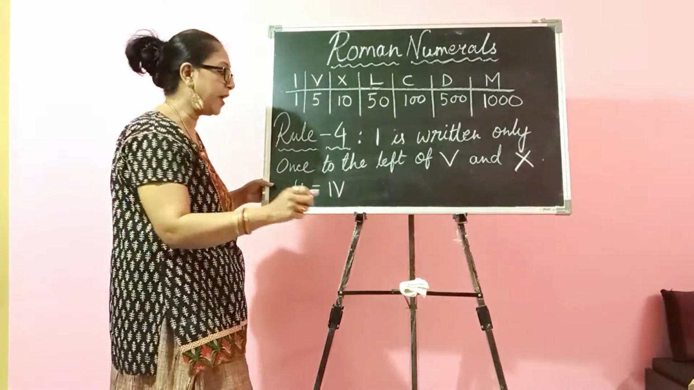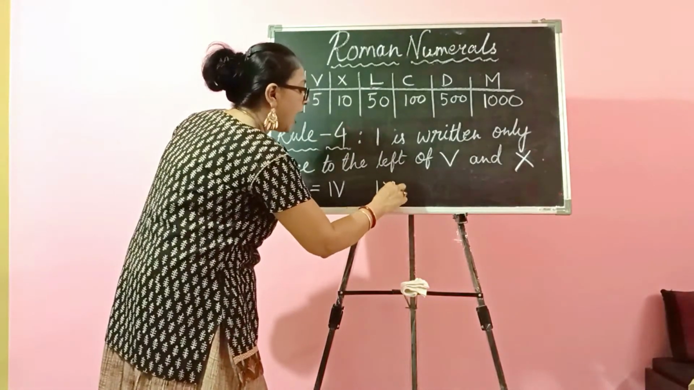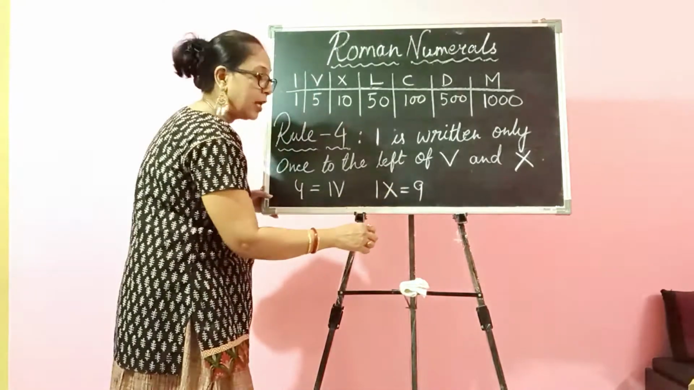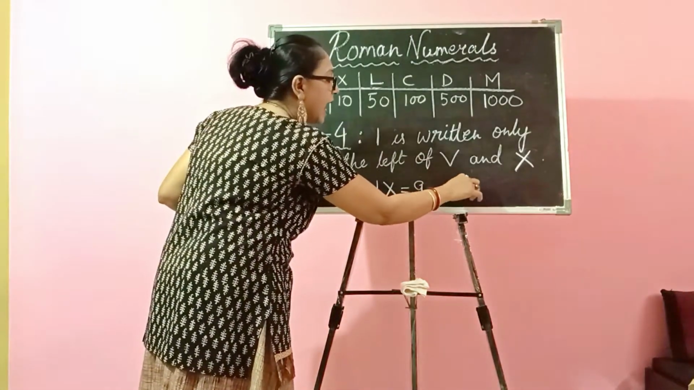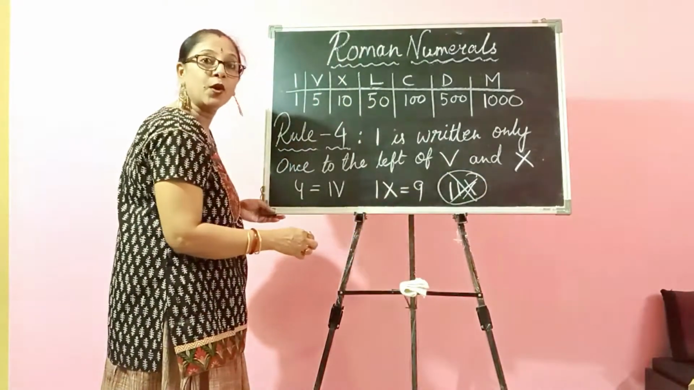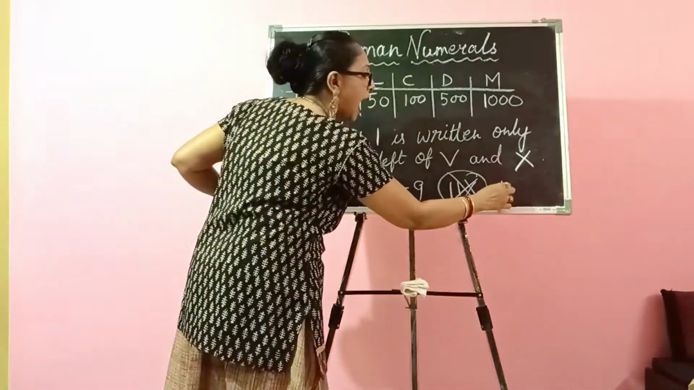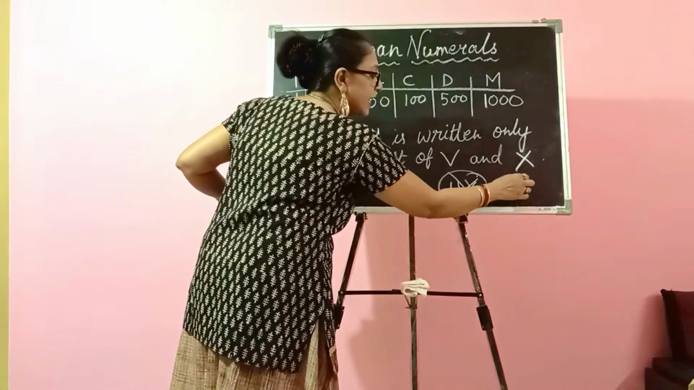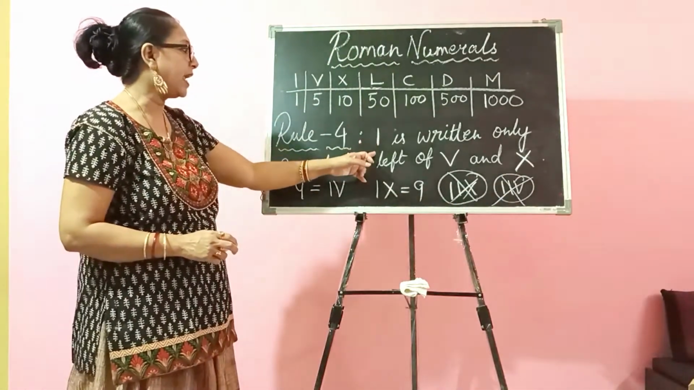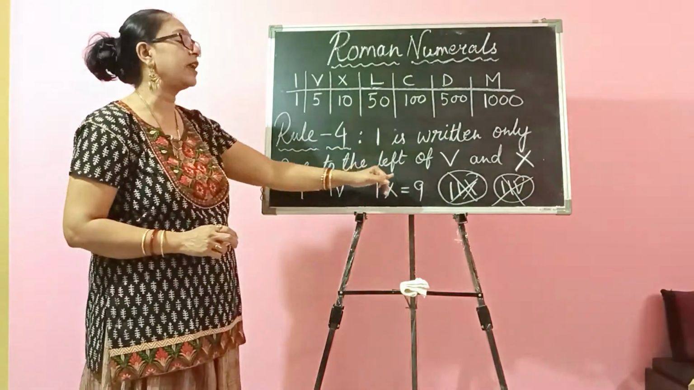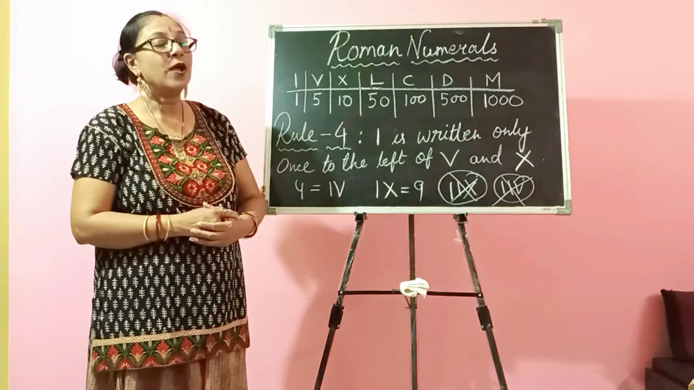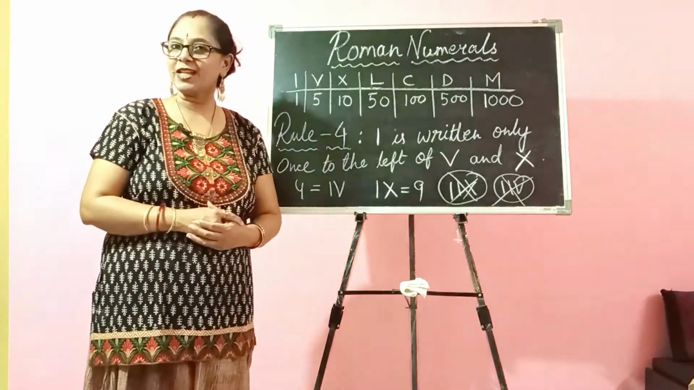In the same way, IX stands for 9. We cannot write IIX. This is wrong. We cannot write IIV. This is also wrong. We can write I only once to the left of V and X. So now let's move to the next rule.